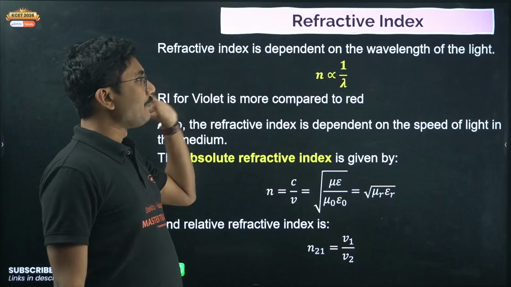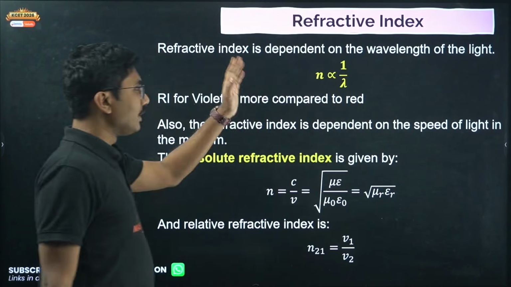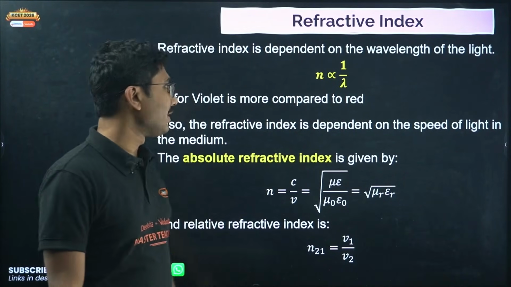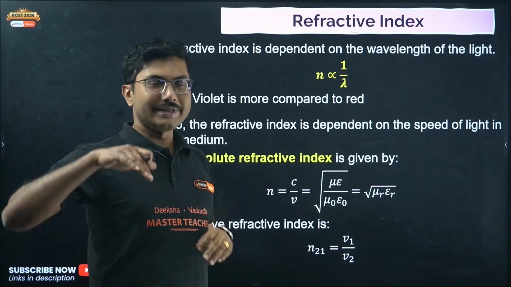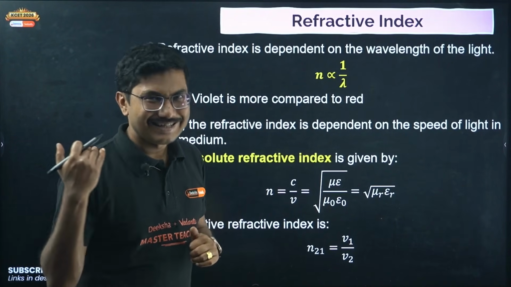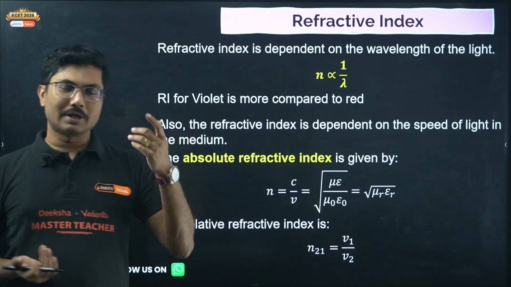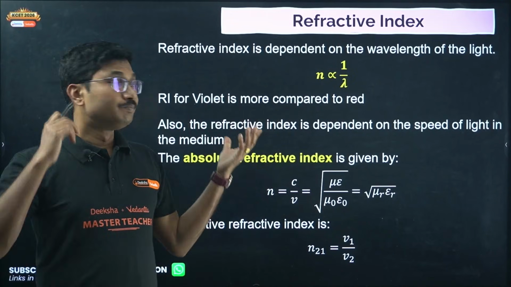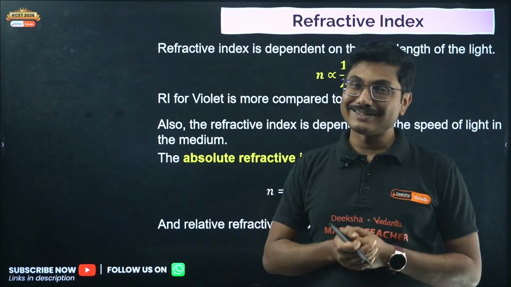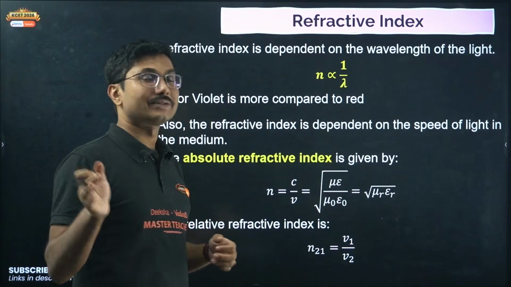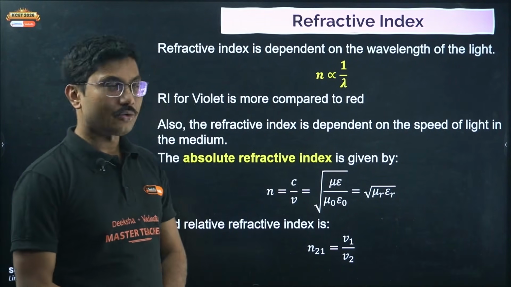Now refractive index is dependent on the wavelength of light, so the color of light, basically the color that you are using. Refractive index is inversely proportional to the wavelength of light. Refractive index for violet light is more compared to that of red. So red is scattered less because its refractive index is less. That's why scattering is also less. Scattering also depends on wavelength, and if you apply the same logic in the case of a prism, you see that red light refracts less, whereas violet light refracts more. Why so? Because red light has a lower refractive index compared to violet.